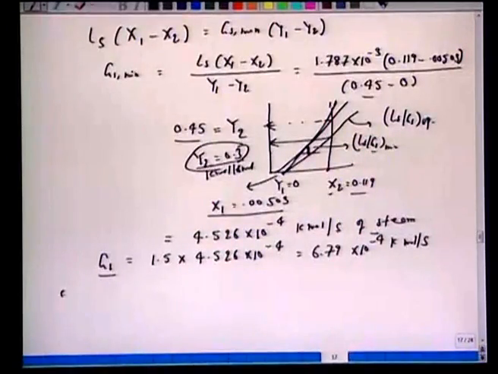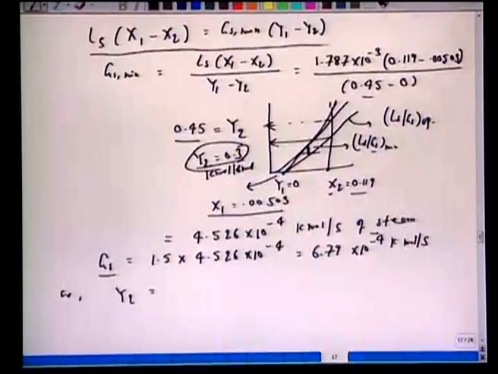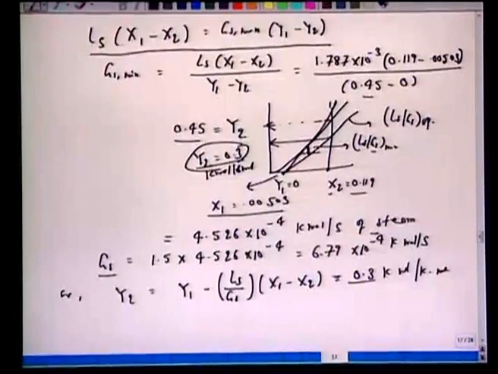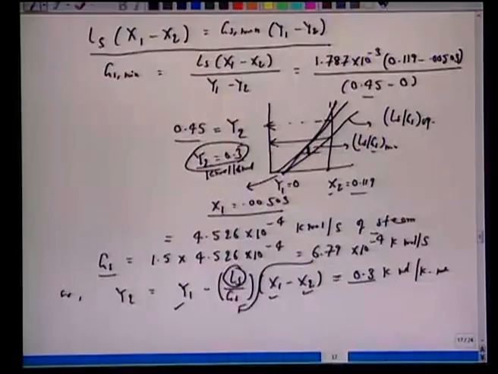Or again you can go back to the operating line equations which we wrote here. From here also y2 can be calculated directly: y1 minus LS by GS times x1 minus x2 equals 0.3 kilomole per kilomole. Both of them will give the same result, whether you do it graphically or by calculation. So this is the value of GS; LS was fixed, y1, x1, x2, everything is fixed. So this is the example we had in the case of absorption and desorption.